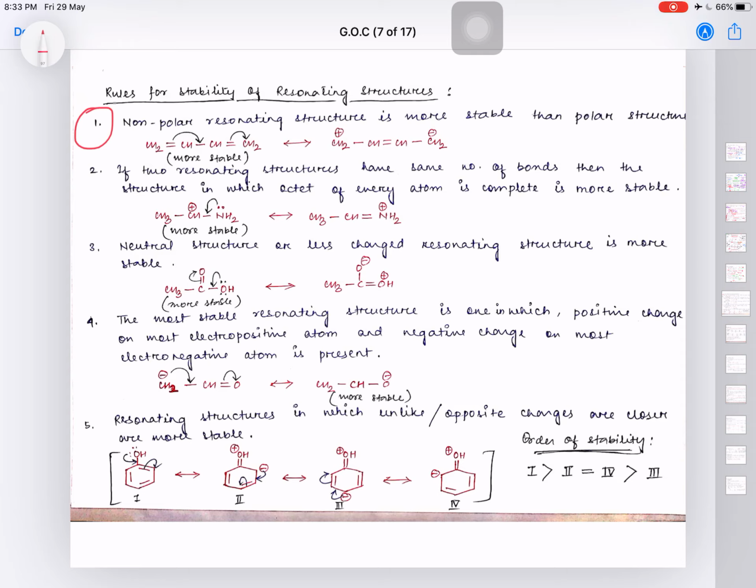Okay, and polar structure means the structures which have positive and negative charges. So you see this structure, it is butadiene. In butadiene you don't have any charges, so it is non-polar. But if you draw the resonating structure for butadiene, it is this one. It has a double bond in the central two carbons, and you have plus charge and minus charge on two ends. So this is a polar structure, and the first one is a non-polar structure.